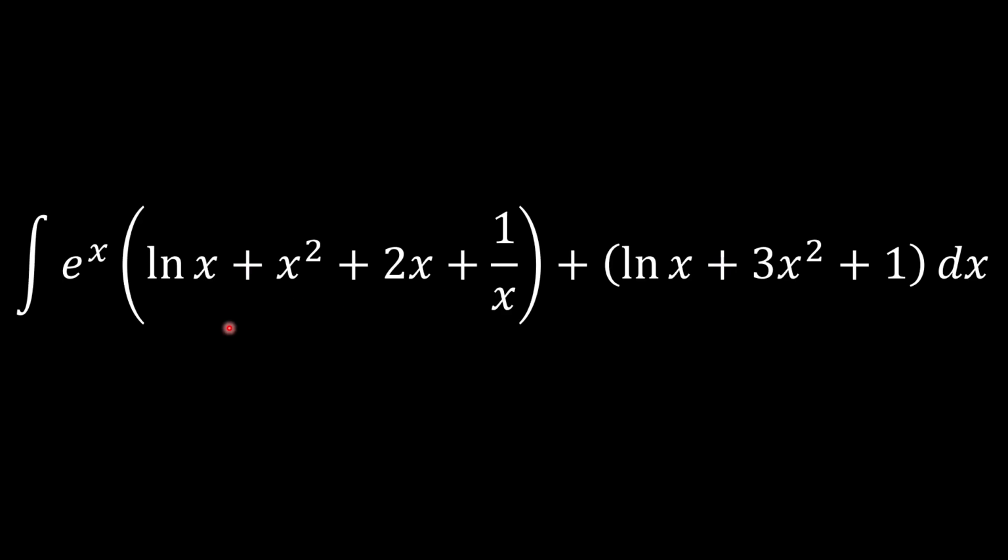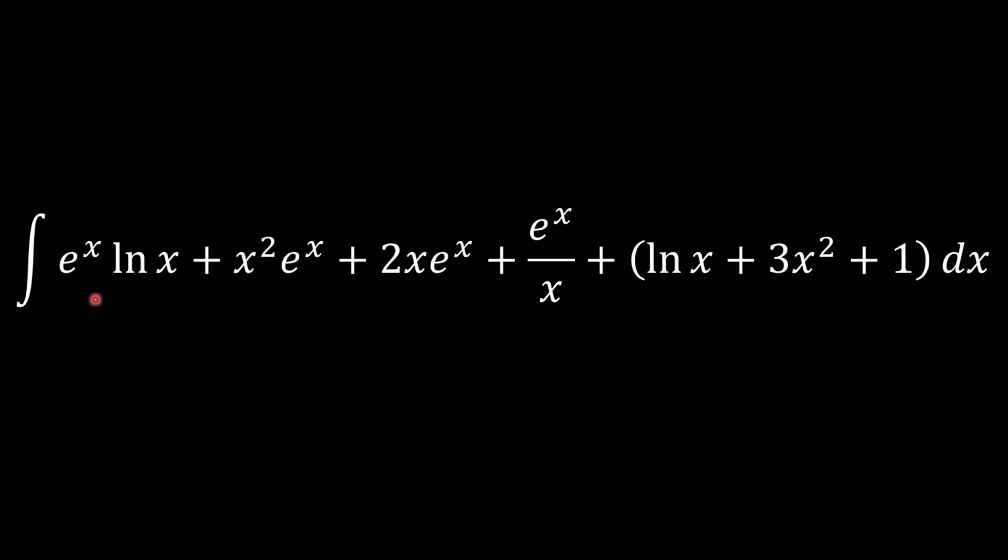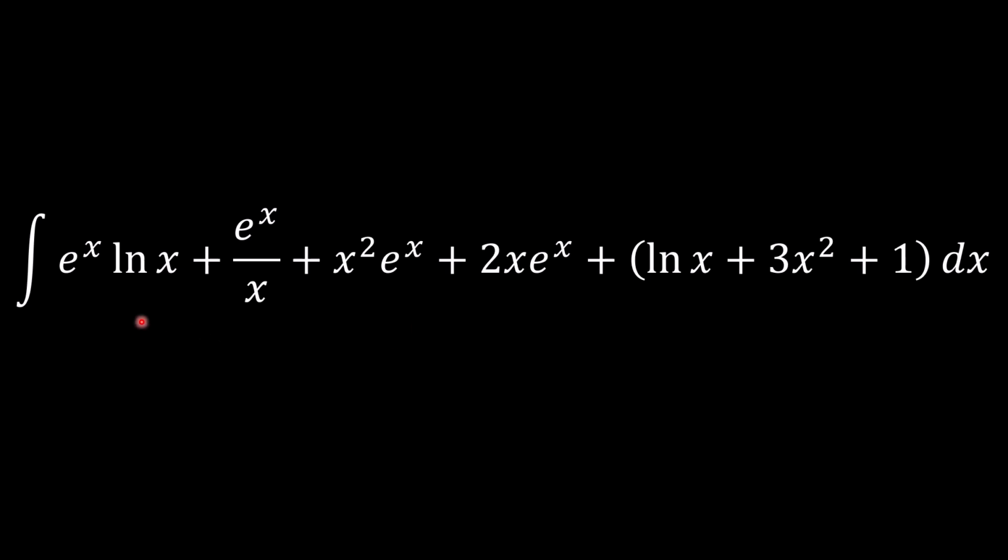So this is our problem. One thing that I see here is that 2x and x squared are related in the sense that 2x is the derivative of x squared. 1 over x is the derivative of natural logarithm of x. So let's try and rearrange this problem in such a way that I have multiplied across by e to the power x. And so I'll go ahead and regroup.